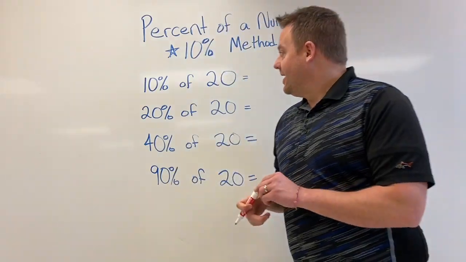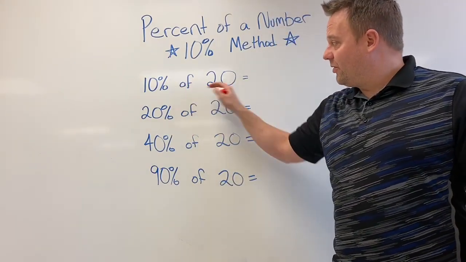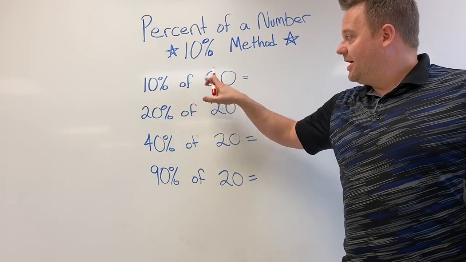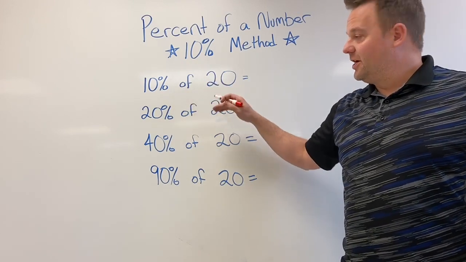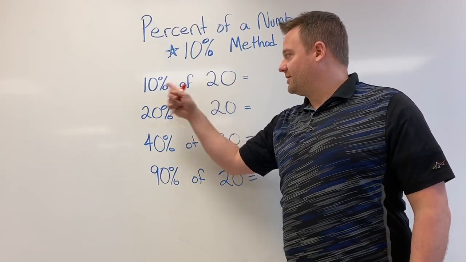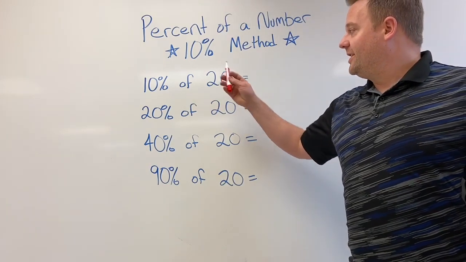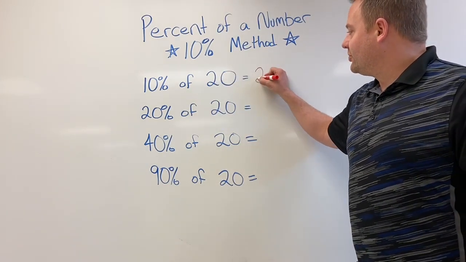Let's get into it. 10% of 20. Well, here, that's the whole. Of means the whole, and you're missing the part. So when you're missing the part, you do the percent times the whole or the whole times the percent, commutative property for the percent equation. So 20 times 0.1, well, that equals 2.